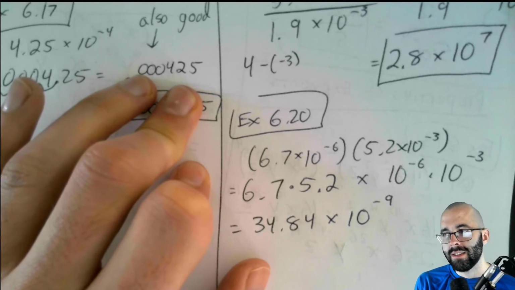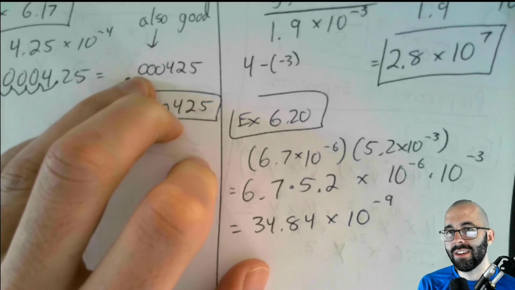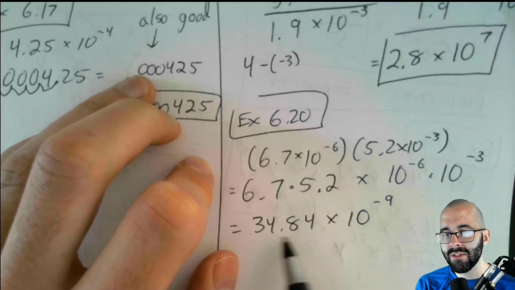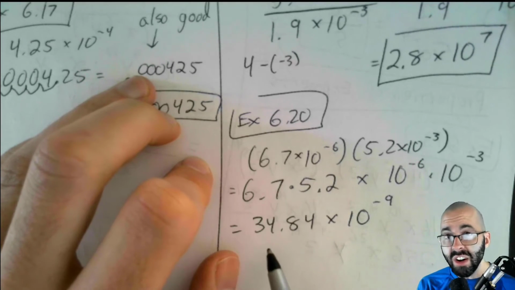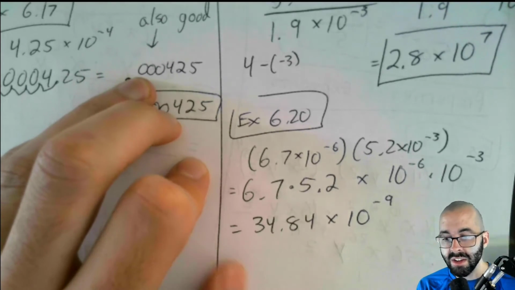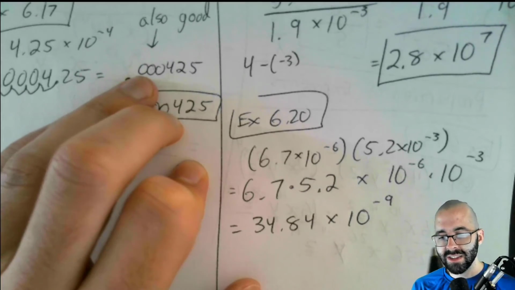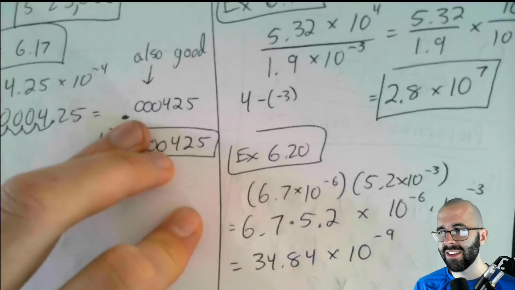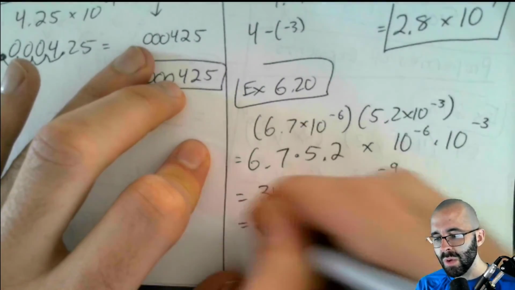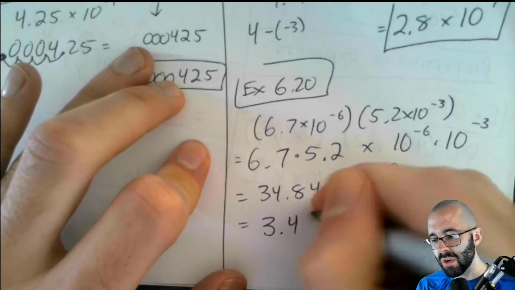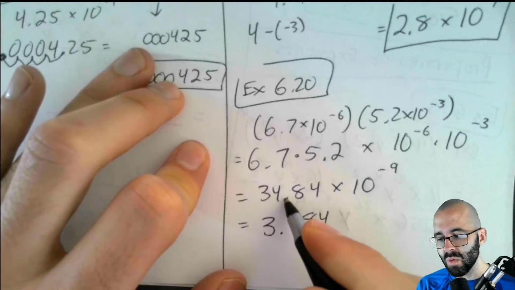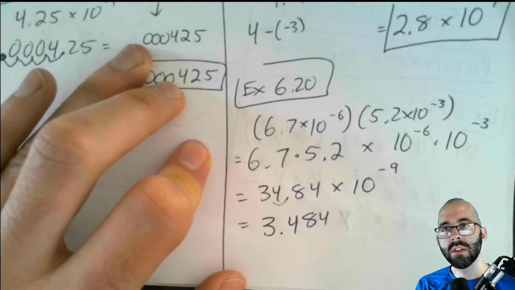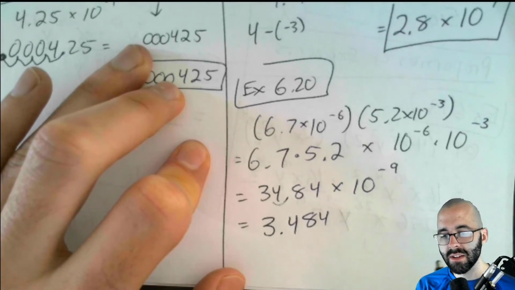We're not done. This isn't our final answer. This is not in scientific notation. This A value is not between 1 and 10. It's 34, almost 35. So we've got to put it in scientific notation. We want the answer to be 3.484. We want that decimal to move 1 over. If this decimal moves 1 over, then we have the actual answer.